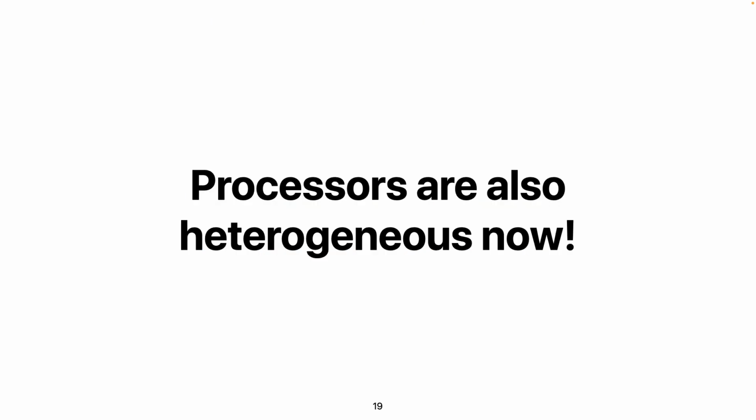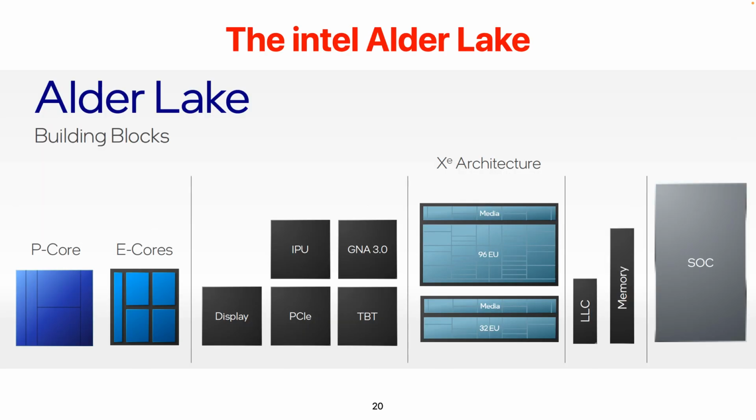So this is not an exclusive trend to NVIDIA. In fact, if you have a recent version of the Intel processor, they also follow the same trend. So this is the building blocks of an Intel Alder Lake processor, which is the version of a processor that, if you took my CS203 class, or if you take this class, the same cluster you will use, all processors are using the Alder Lake architecture. So the Alder Lake architecture is pretty much like this.